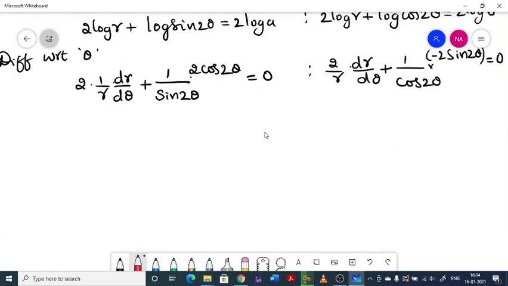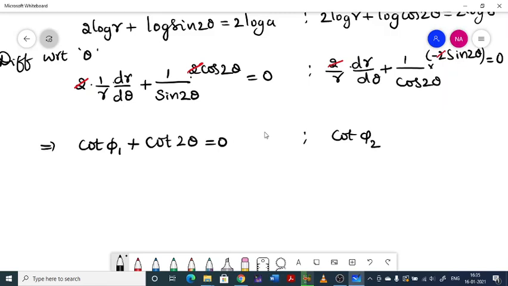So you can divide both sides by 2, and also here you can divide both sides by 2, and rewriting terms you will get, okay, first I'll write it as it is. Cot phi 1 plus cos 2 theta by sin 2 theta, that is cot 2 theta equal to 0, and this side cot phi 2 plus sin 2 theta by cos 2 theta, that is tan 2 theta, oh it is minus, right, minus tan 2 theta equal to 0.